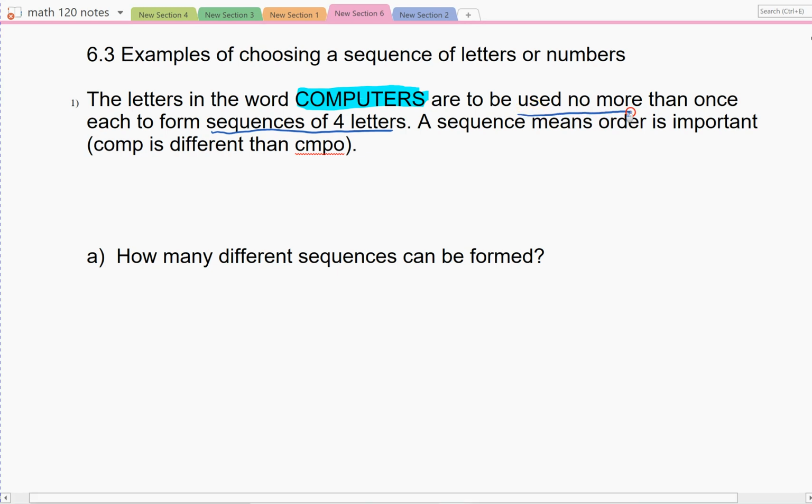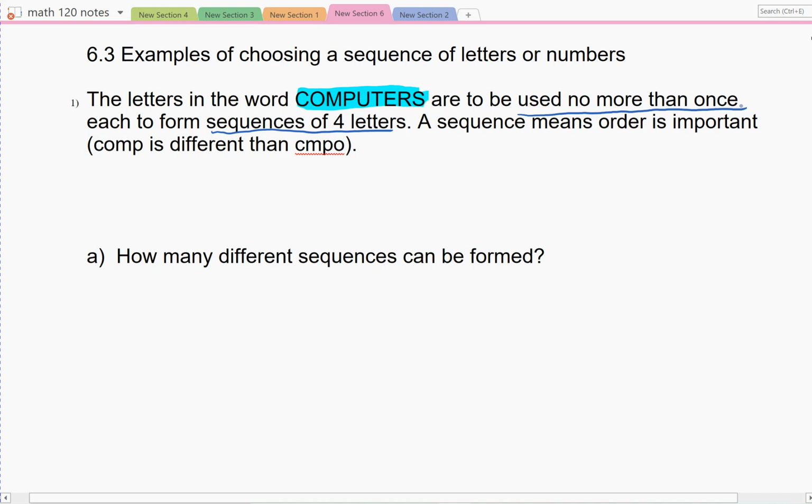Right, and then there's this phrase, no more than once each, meaning once I've picked a letter for my sequence, once I've picked the letter C, I can't pick it again. I can't get 2 C's in my sequence. I can only have 1 C. Alright, so no repeating letters. So order is important, no repeating letters. Now, in 6.4 we will learn an alternative method to this, but I think this is a good one to use for our ands and ors. And a lot of times it's easier actually to do it without what we're going to learn in 6.4.